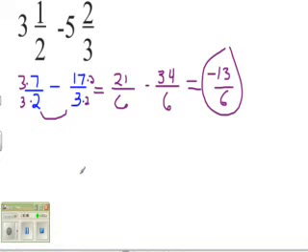With that information in mind, now you're ready to add or subtract any kind of fraction, and it's time to practice.